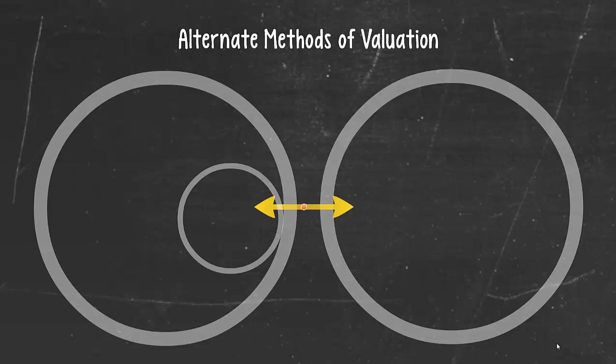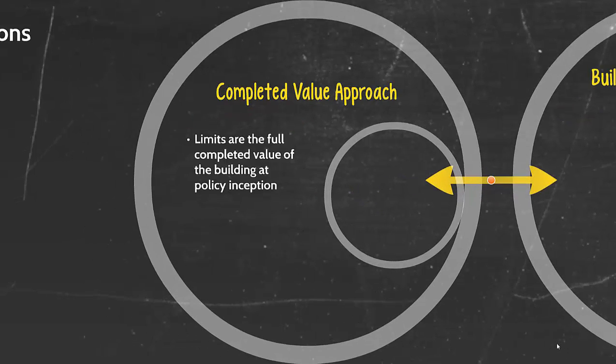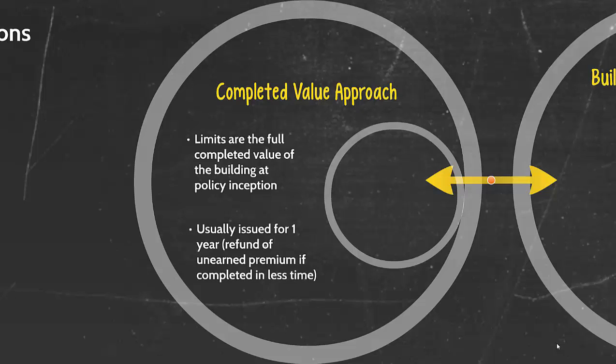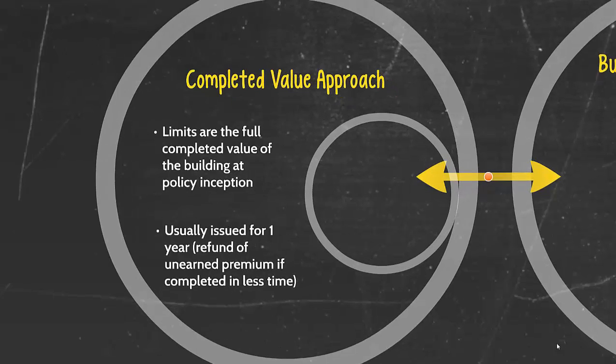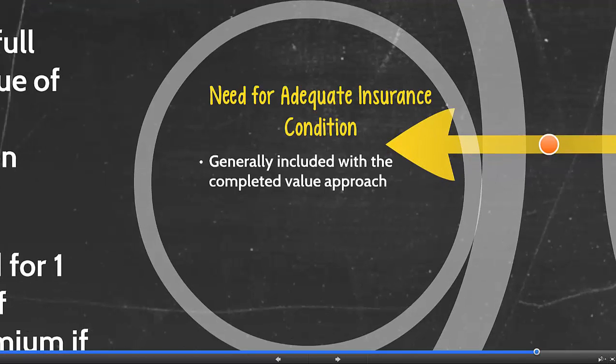Now let's look at some alternate methods of valuation for builder's risk coverage. There is the completed value approach and the builder's risk reporting form. With the completed value approach, limits are the full completed value of the building at policy inception. This is usually issued for 1 year, with a refund of unearned premiums if the construction is completed in less time. With the completed value approach, there is generally a need for adequate insurance condition. This is essentially like 100% coinsurance.